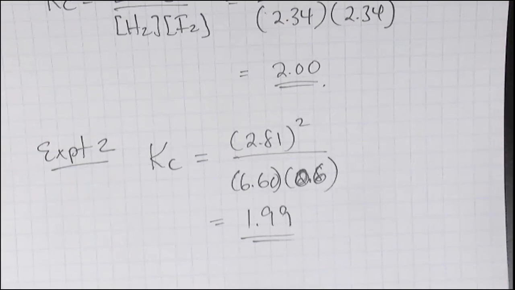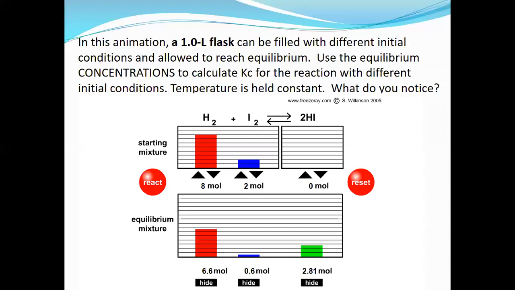All right, we're going to do one more experiment. This time we will do a reverse reaction. So let me reset the animation in the PowerPoint. This time, instead of putting hydrogen and iodine in the container, let's put just HI in the container.